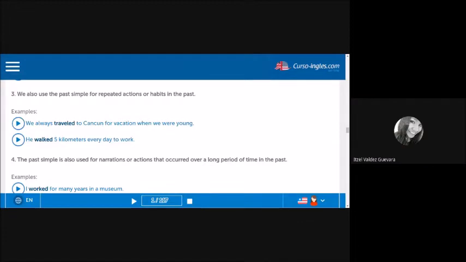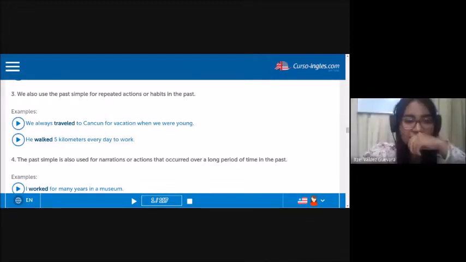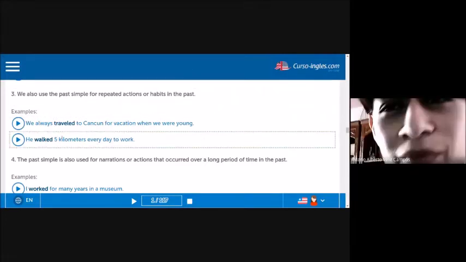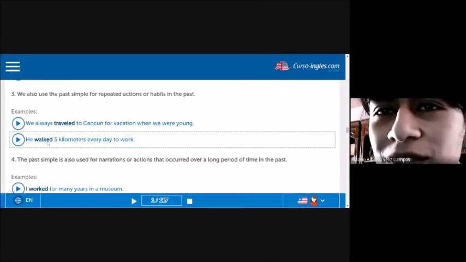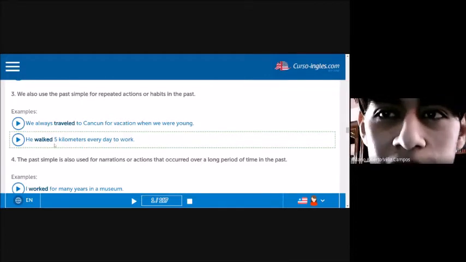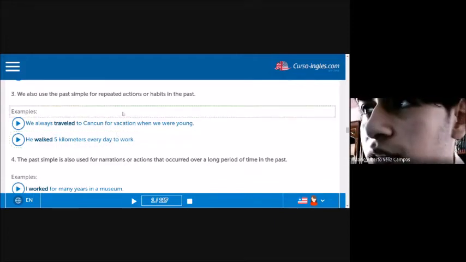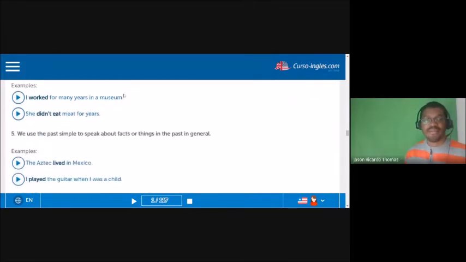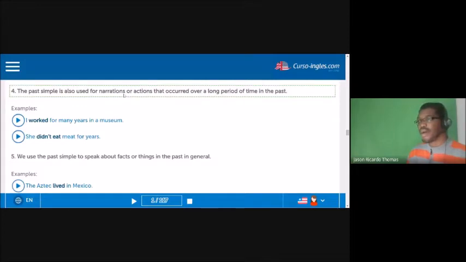We also use the past simple for repeated actions or habits. We walked 5 kilometers every day to work. All right, these are our habits in the past. So just like how we talk about habits in the present simple, habits in the past simple are the same.